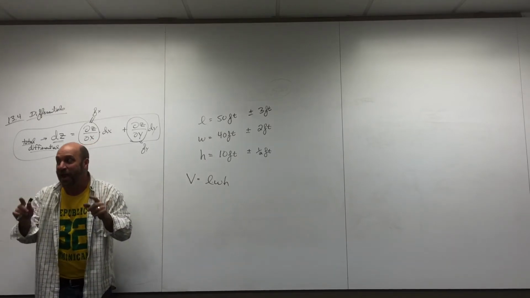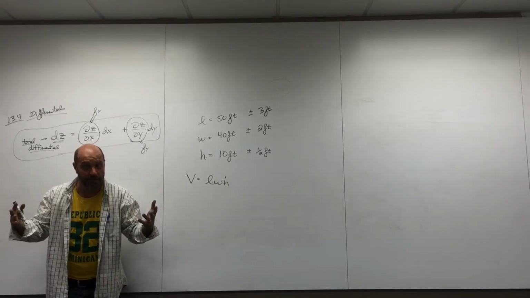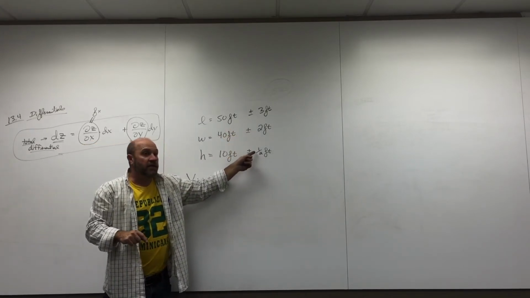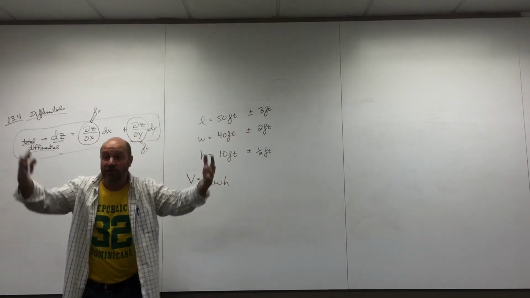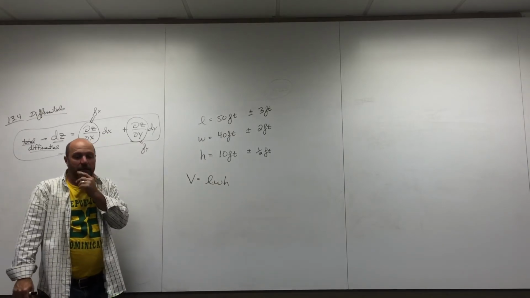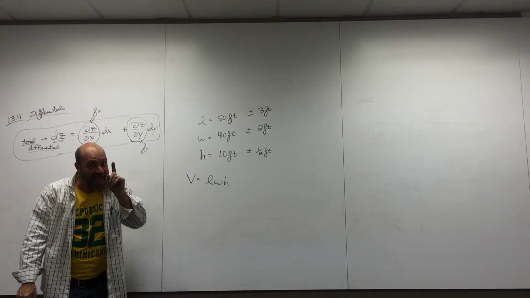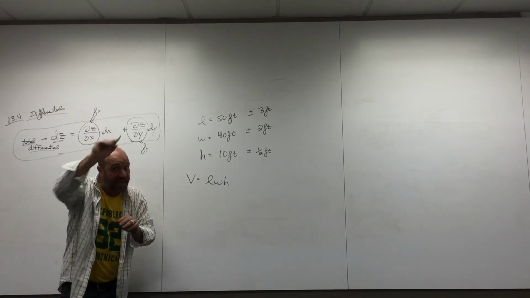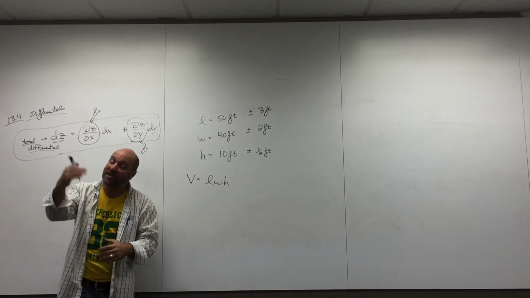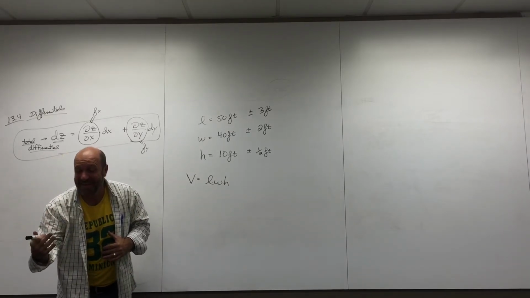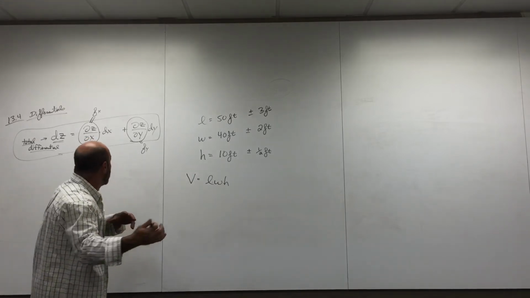What I want is the error in the volume of this room. I've got error in each of my measurements, so how does that error compound in the volume equation? Rather than actually calculate what's called the actual error, which would be the change in V, I want to approximate the actual error by using an approximation for the change in V.